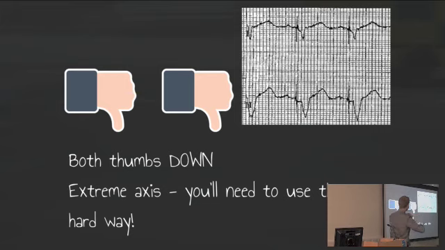It's paced, yeah. So you've got pacing spikes for the QRS complexes. So the rhythm's coming from the ventricle, so of course it's going upwards. And that's why it's a bizarre axis. But you'll very rarely need to use that. It's enough to say it's an extreme axis if both thumbs are going down. For your ASCE, the rule of thumbs will actually get you through.